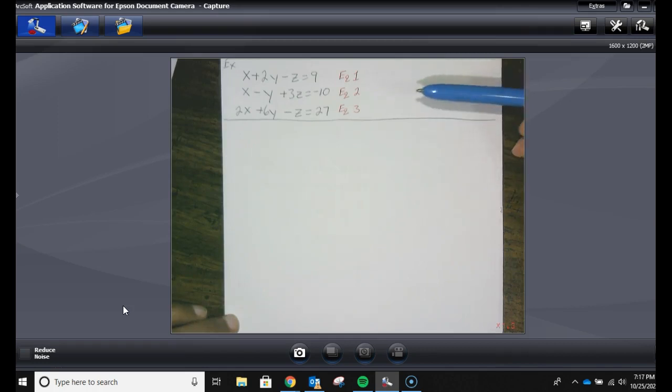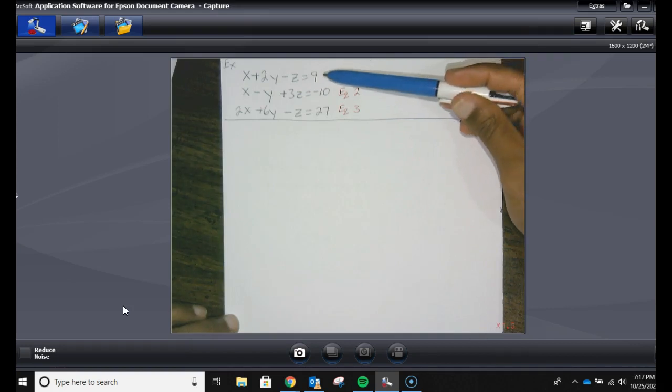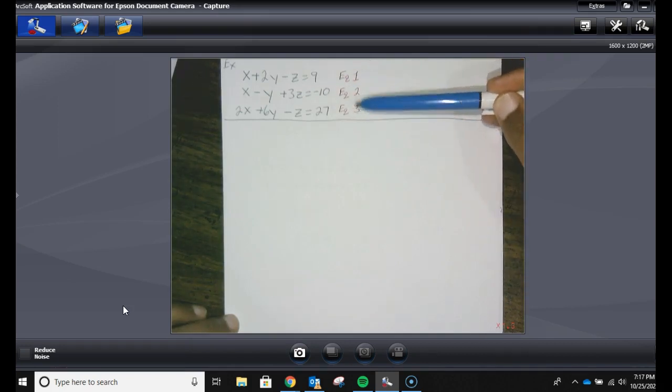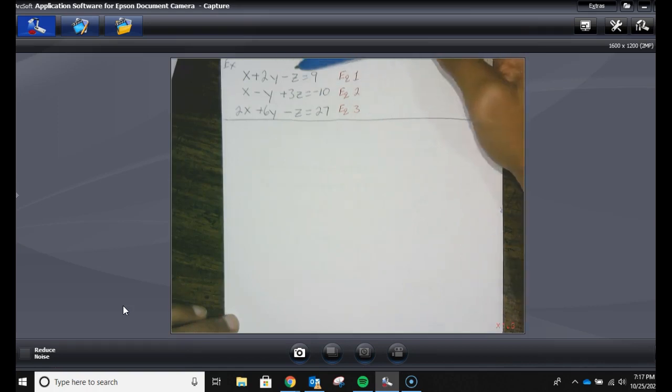All right. So first of all, this is a 3x3 system because it has three equations, which I have labeled 1, 2, and 3, and three variables: x, y, and z. So that's what makes it a 3x3 system of equations. We're trying to find a solution to a system of equations.